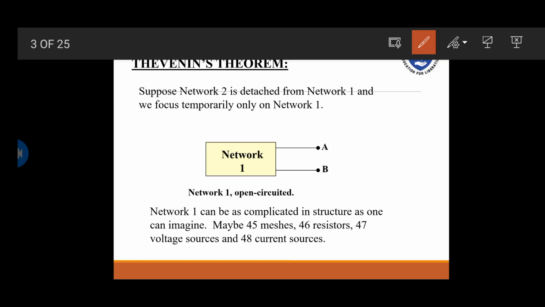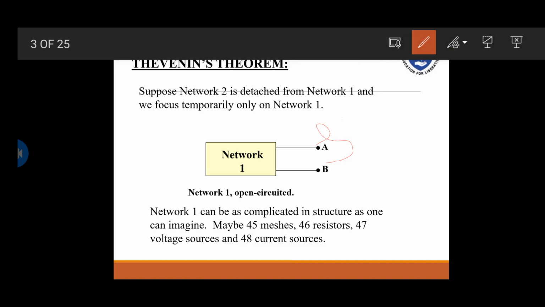Now to find the Thevenin's voltage at points A and B, connect a voltmeter here. Consider a voltmeter connected at A and B, measuring the voltage across A and B. Suppose network 2 is detached from network 1. We focus temporarily on only network 1.